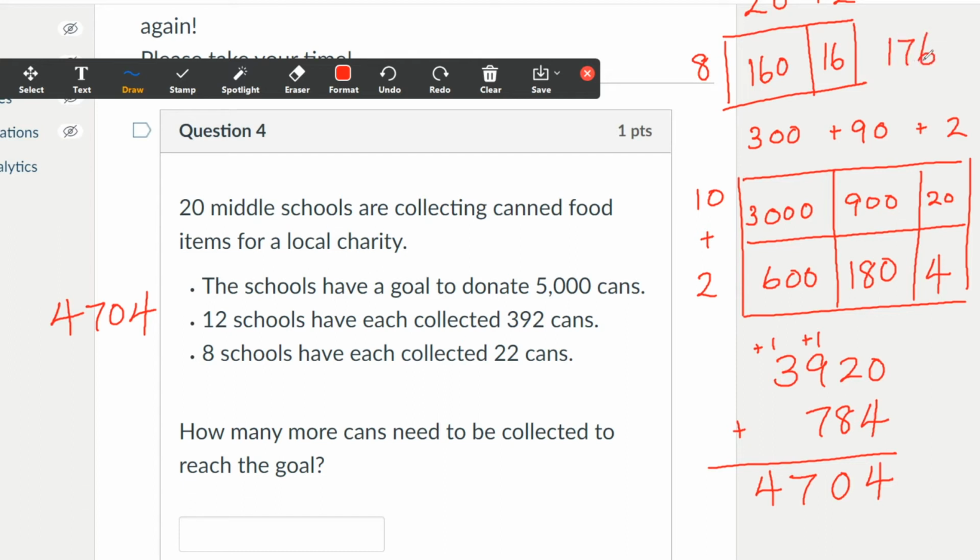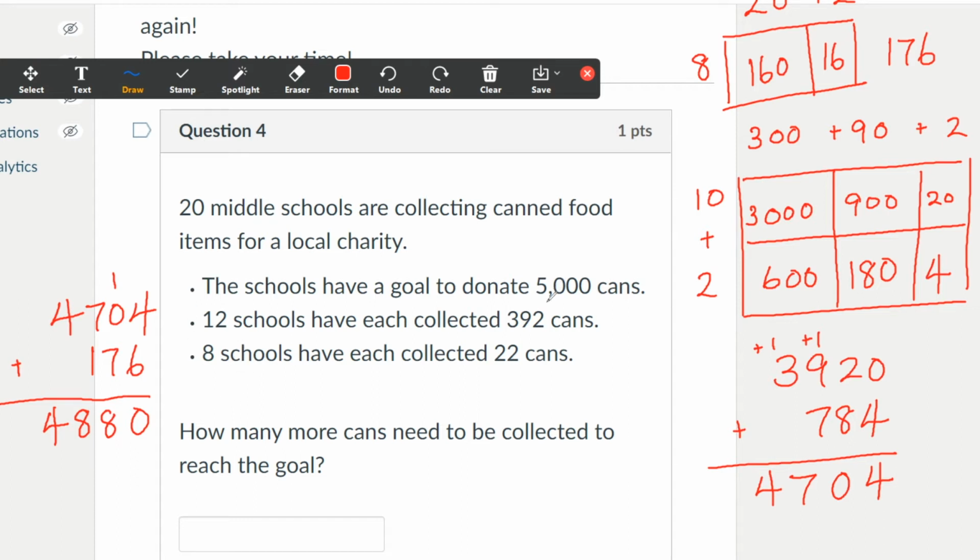These 8 schools are kind of slacking. We're going to add that up to our 4,704 cans. 4 plus 6 is 10. 1 plus 7 is 8. 7 plus 1 is 8. 4 plus nothing is 4. So they've collected a total of 4,880 cans altogether, all 20 schools.